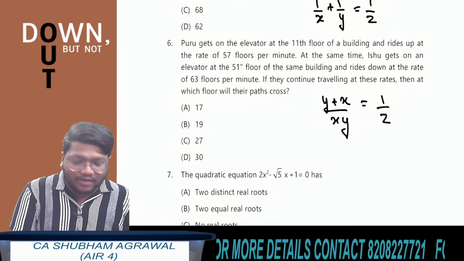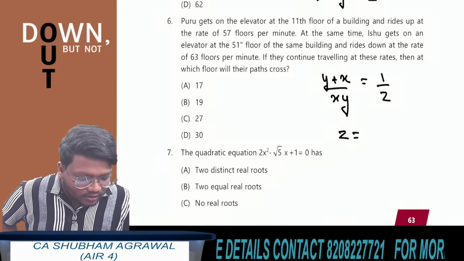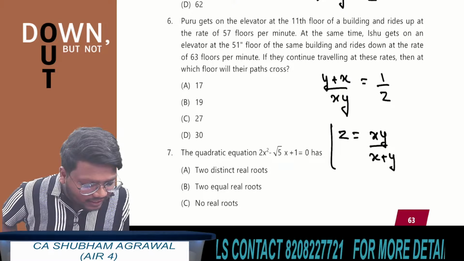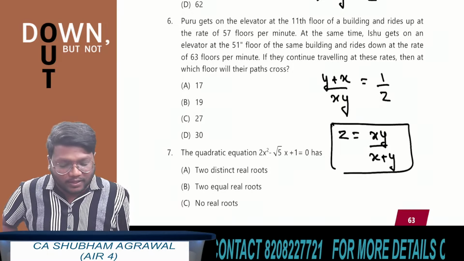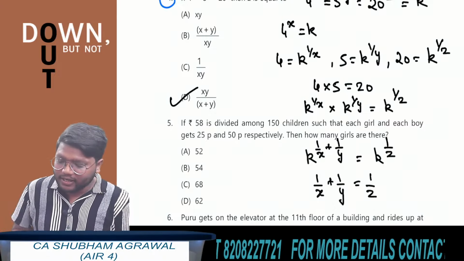They have asked us the value of z. So what is the value of z? Take the reciprocal. What is the reciprocal? xy upon x plus y. This is the answer. z is equal to xy upon x plus y. Which option is correct? Option D. Option D is the correct answer.